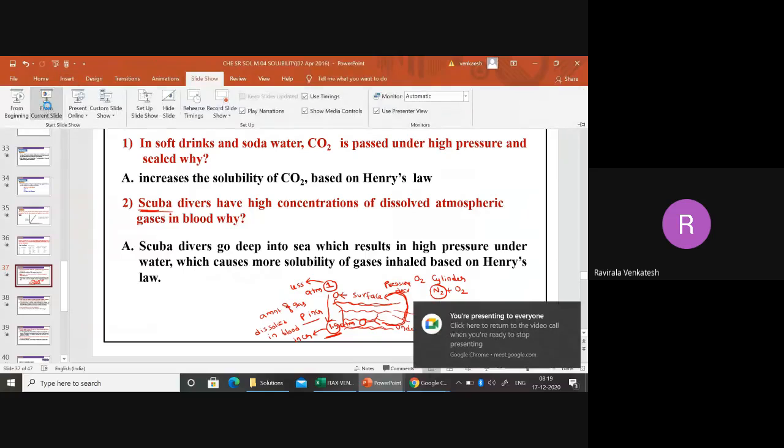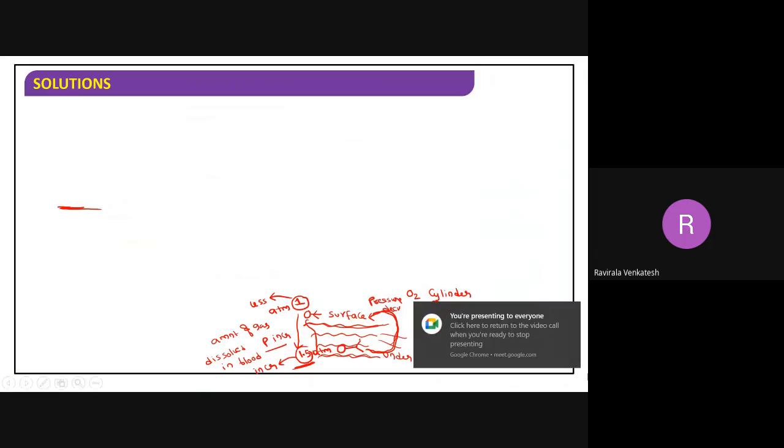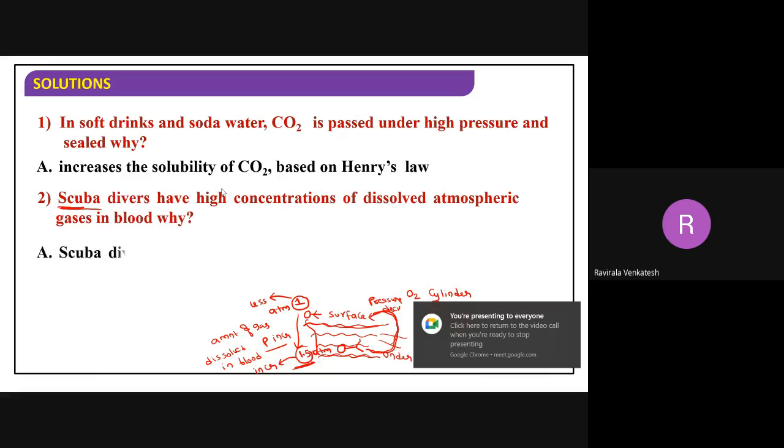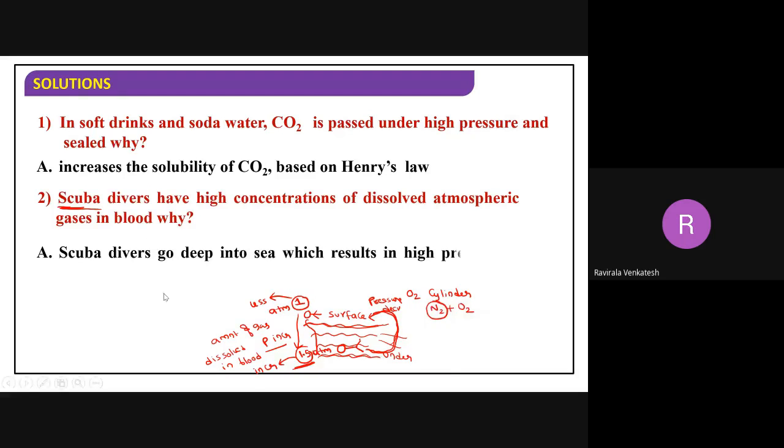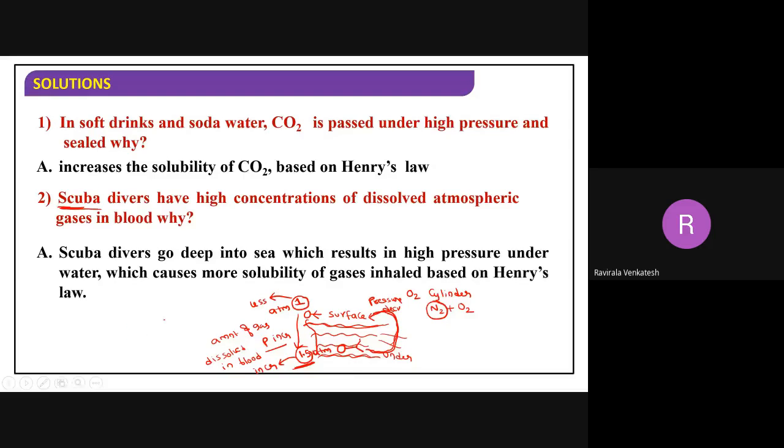When the diver comes to the surface of the sea, the pressure suddenly decreases. When pressure is suddenly decreasing, the solubility of the gases, the dissolving of the gases in the blood, also decreases. So the gas which is present in the blood will suddenly come outside, especially nitrogen.